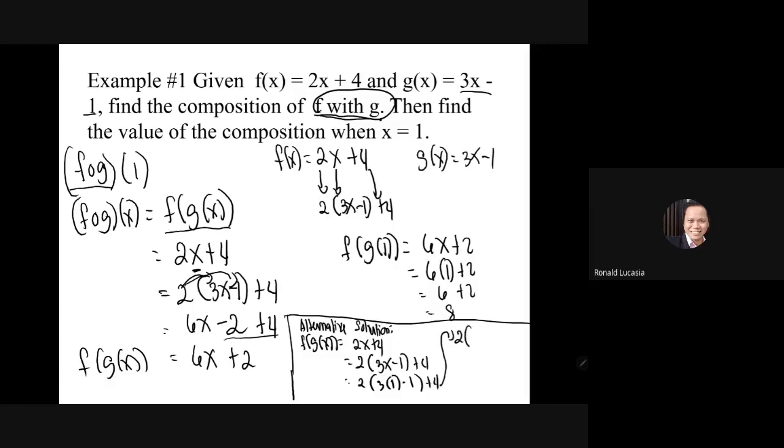So this is 2, 3 minus 1 plus 4. 3 minus 1 ay 2 plus 4. 2 times 2 ay 4 plus 4. Pag pinagsama ko siya, 8, the same pa din siya dito.